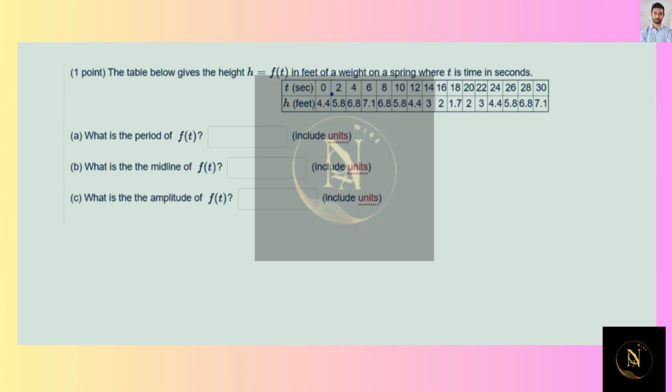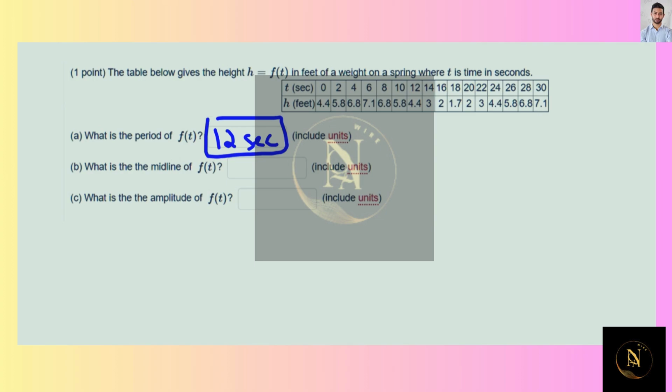You can tell what the period of this function is going to be when it starts repeating. So notice that at 0, an output of 4.4 happens again 12 seconds later, and then again at 24 seconds later, and all the corresponding values start repeating. So the period would be 12 seconds.